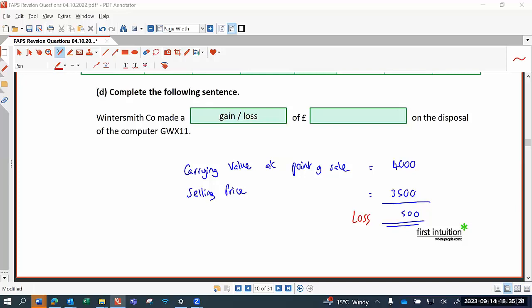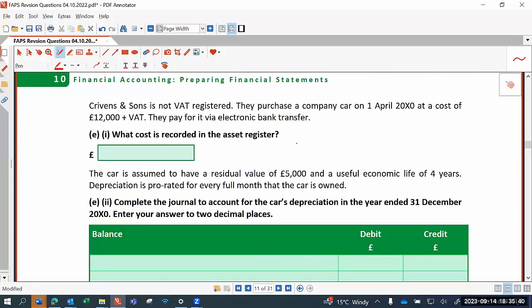So carrying value at the point of sale, selling price 3,500, as you correctly said, a loss of £500. So that part's now done. Part E. Crivens and Sons is not VAT registered. They purchased a company car on the 1st of April '89. So now this is a completely different company.